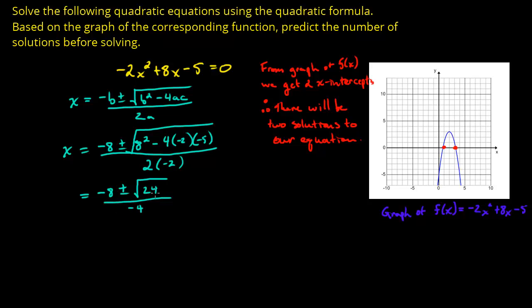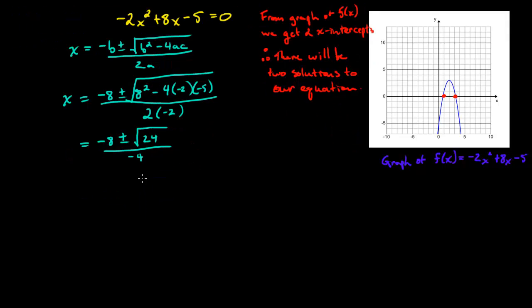Now, I can't take the square root of 24 because 24 is not a perfect square, so I'll just reduce this radical. I get negative 8 plus or minus, and 24 is divisible by 4, so this reduces to negative 8 plus or minus 2 root 6, all over negative 4.